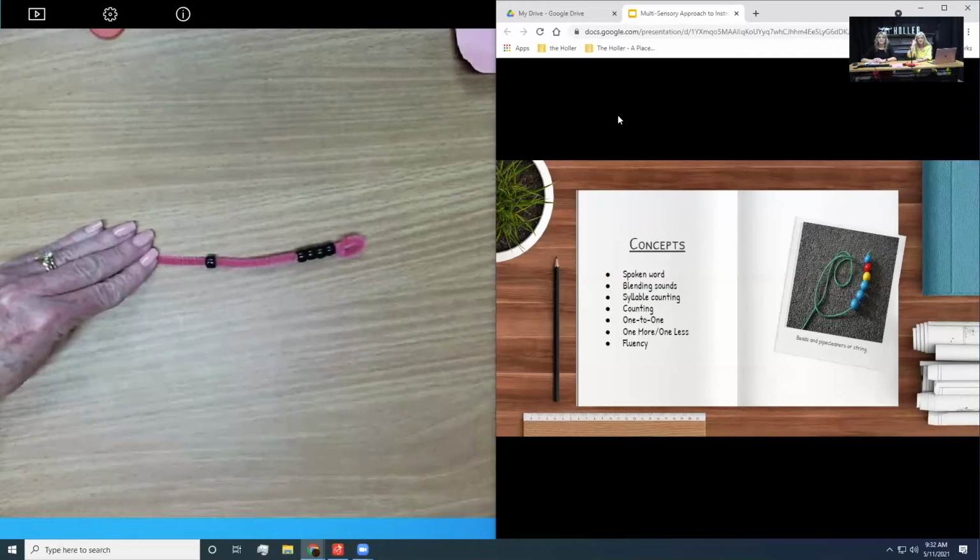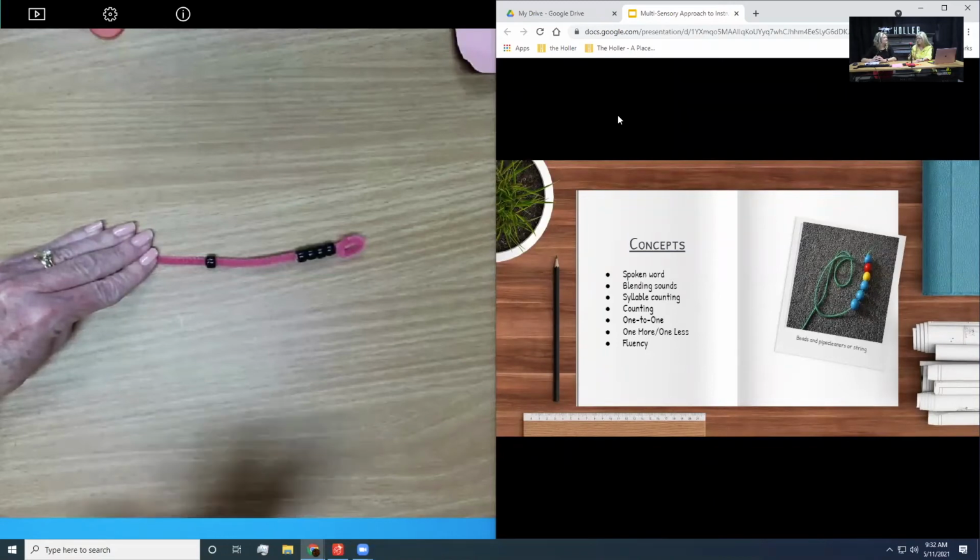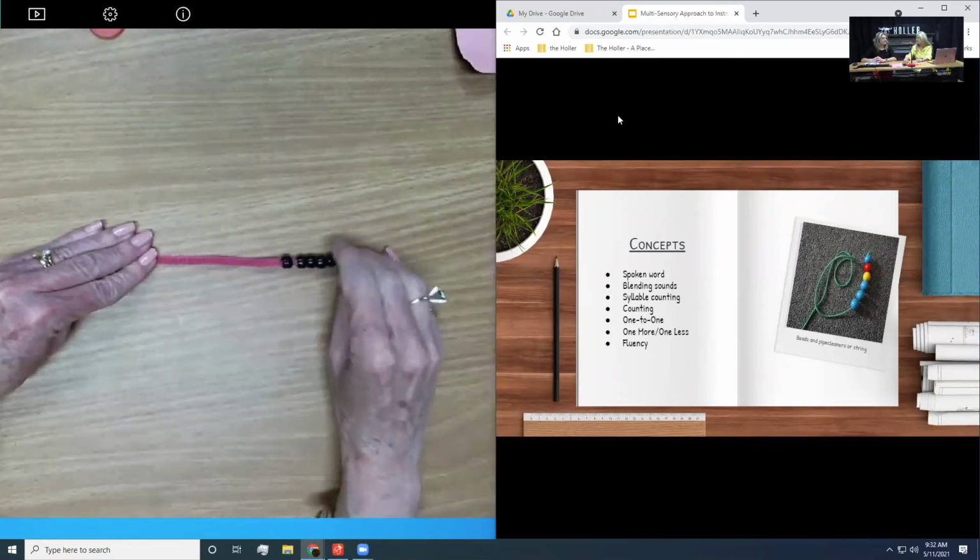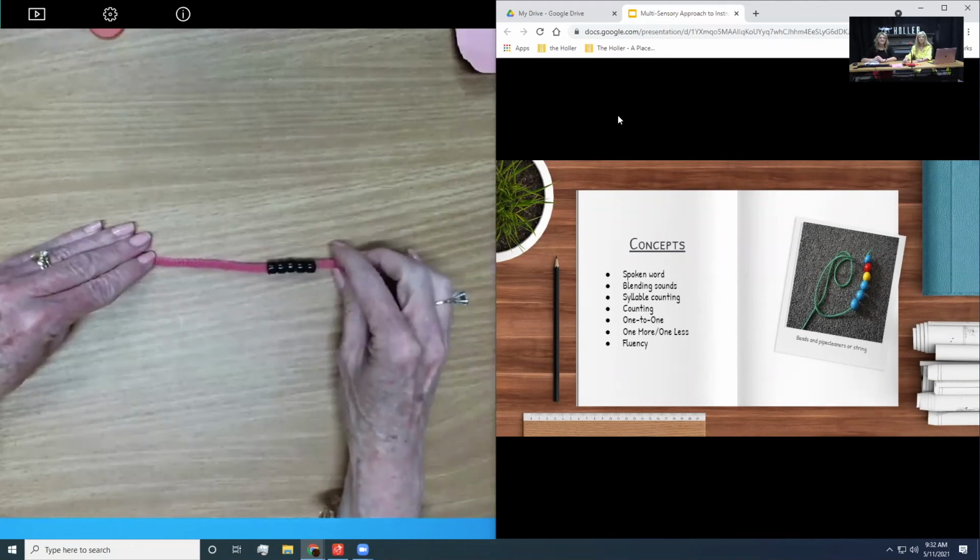The last step is where we add in the abstract piece, which is the symbols, and that comes very last. It's just like with language: you don't introduce what the letter A looks like until they understand what A sounds like. Same thing with math. We don't introduce what 5 looks like until they understand what 5 is, that it's this in many different ways. Okay? All right.